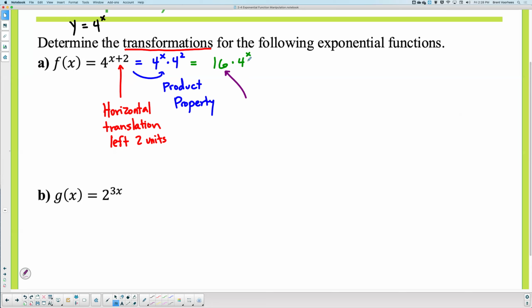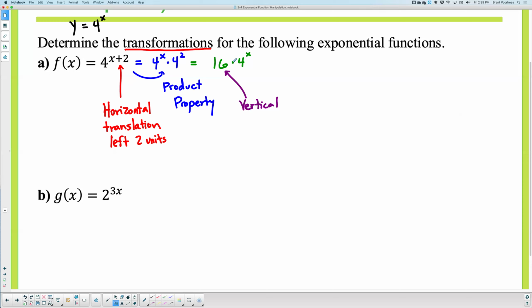The transformation that's now occurring is this 16. Is this 16 inside with x or on the outside, meaning it's a y? Outside. So what's the word for y's? Is it horizontal or is it vertical? Vertical. That's the first thing. It's on the outside, therefore it's vertical. That's the first question for transformation.